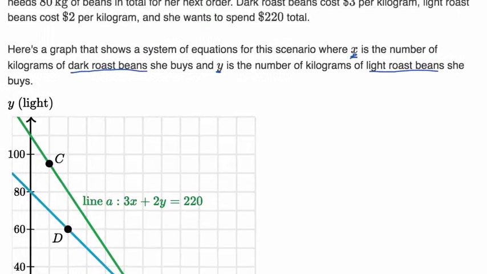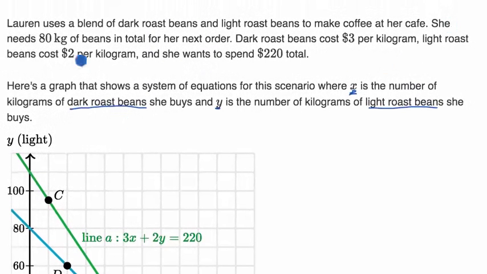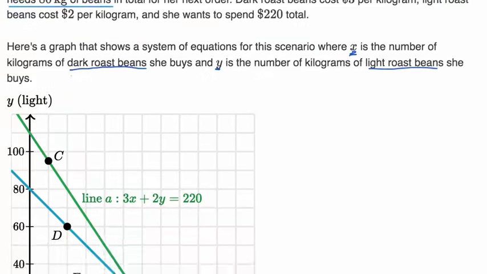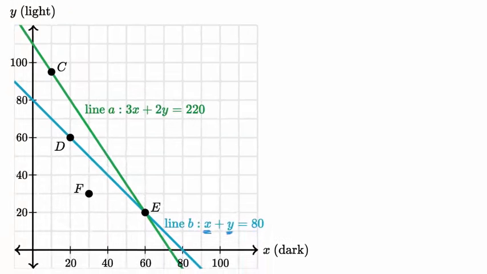We can go back to look at that. She needs, I'll underline this in blue, she needs 80 kilograms of beans. So that constraint, that the sum of the kilograms of dark and light is equal to 80, is represented by this equation. And if we were to graph it, that is this blue line right over here.